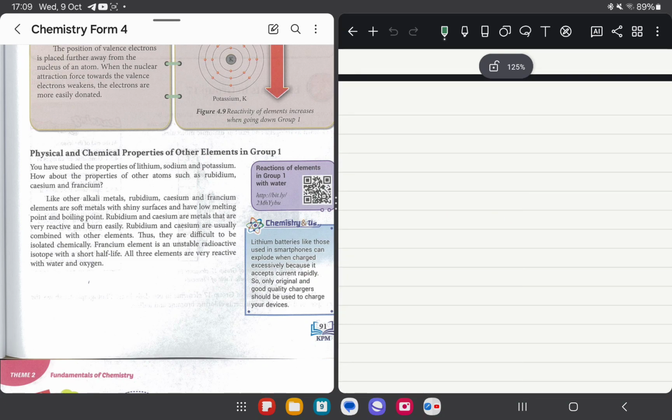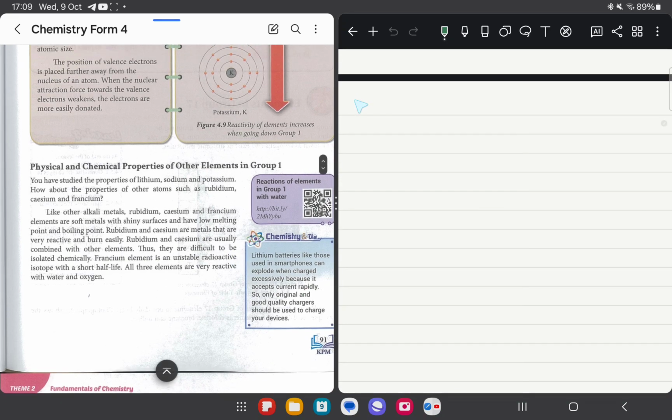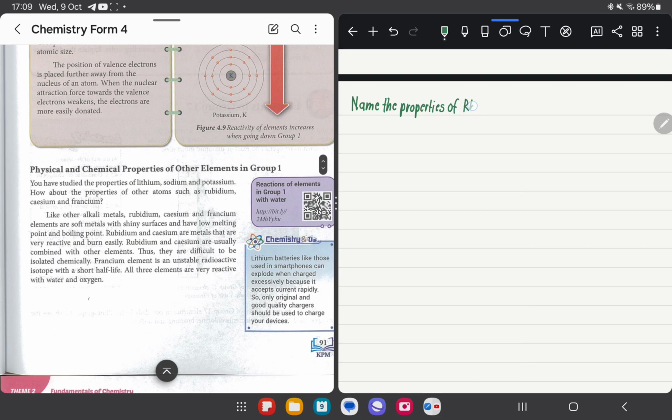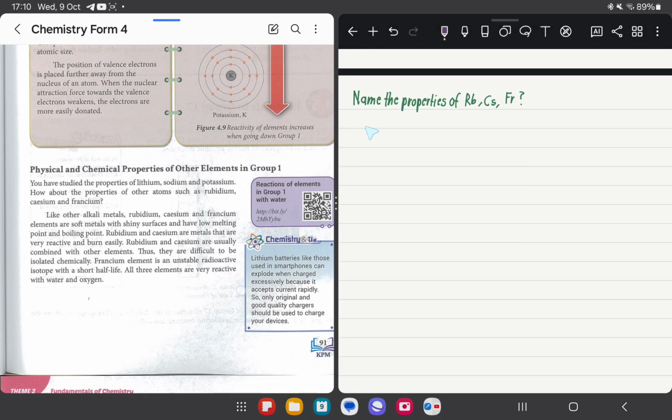If people ask you for properties, name the properties of rubidium. Rubidium is Rb, cesium is Cs and francium is Fr. So remember that properties, you have two type of properties, which is physical properties and also chemical properties. Betul tak? Okay, so if physical properties, you know those group 1s are metals. So physical properties for this fellas, all those are soft metals. Already stated out in the buku teks also, they are soft metals.